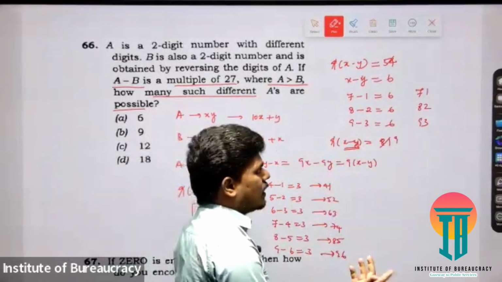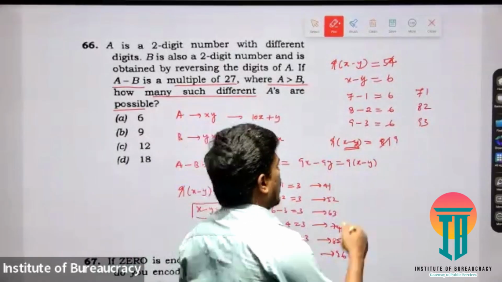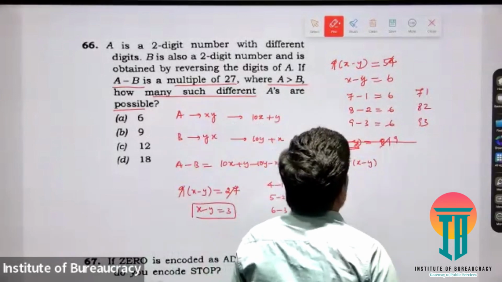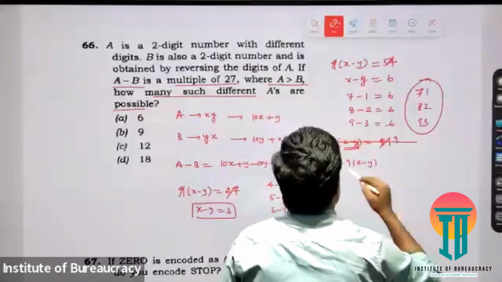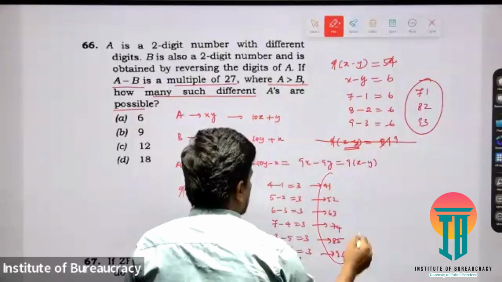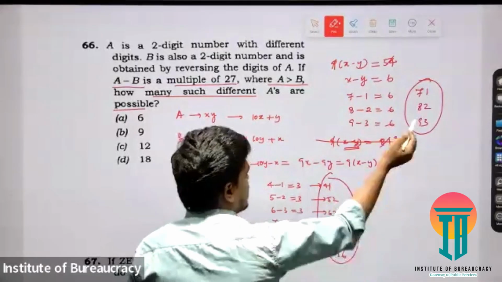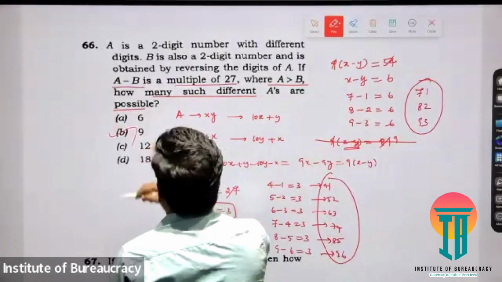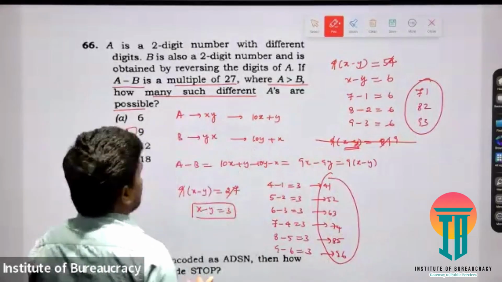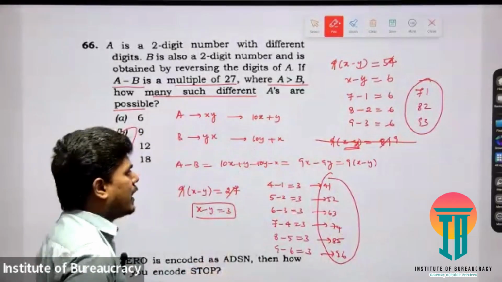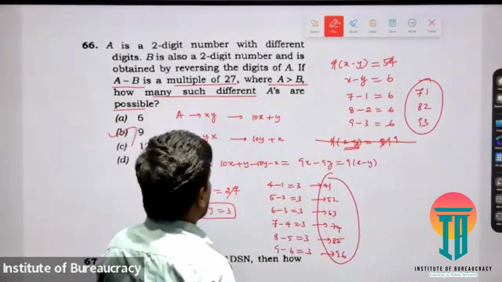X minus y is equal to 9 means two different digits we cannot choose. 9 minus 0 is 9, but we cannot take 0. Therefore, other possibilities are ruled out. Only these are the numbers. How many numbers are there? Here 6 plus 3, 9. 9 possibilities are there. 9 such numbers A can take.